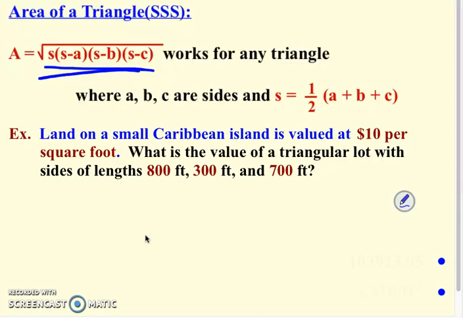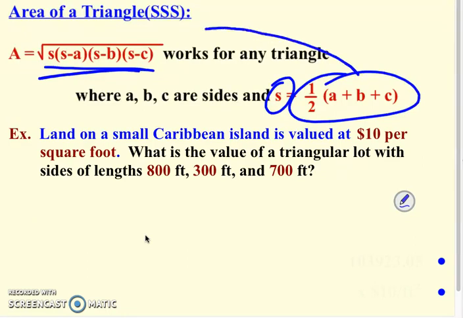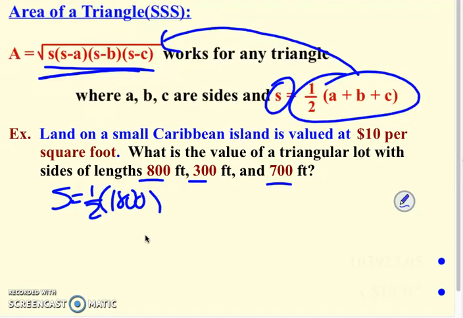So you need to do basically kind of one side step calculation, which is figure out what the S number is. S is the sum of the three sides. Once you have that, you can go to the formula. So here we have an island with dimensions 800, 300, and 700. So you've got an S that would be 1/2 of 1800. So your S value is 900.